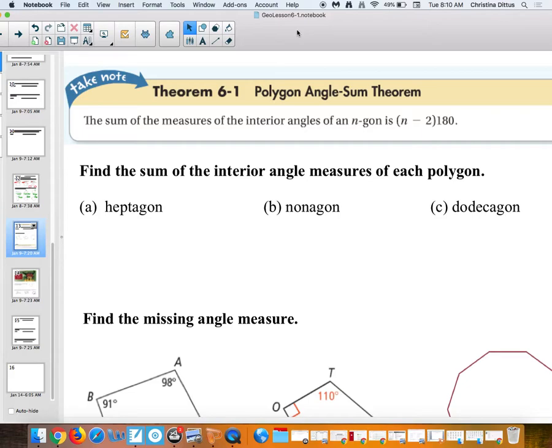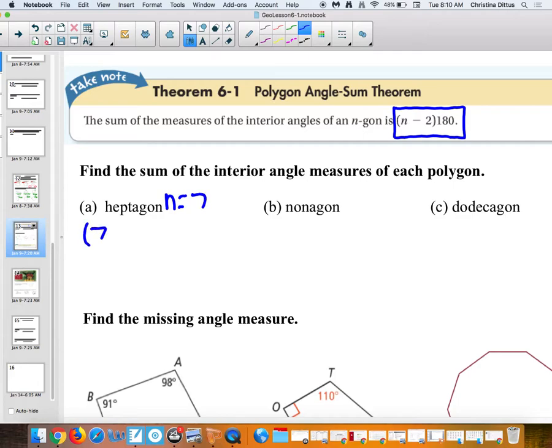Okay, to figure out how many degrees are in each shape, we use this pretty little formula right here. N minus 2 times 180. That tells me how many degrees are in my shape total. What do you think that N stands for? The number of sides, yeah. So, heptagon, we said, has how many sides? 7. So my N is going to equal 7. All I got to do is take 7 minus 2 times 180. Hopefully, you got a calculator. If not, go grab one. Plug that in and tell me how many degrees I got in that polygon.